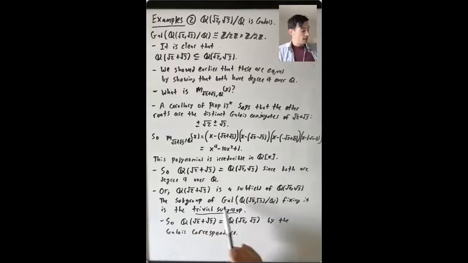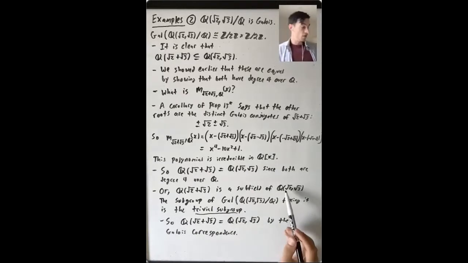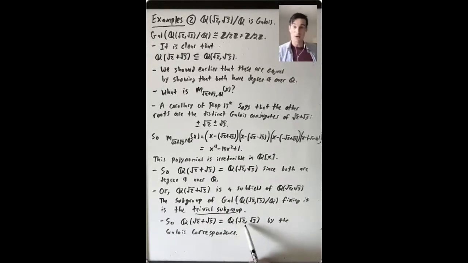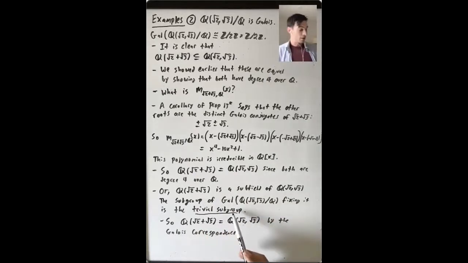So what does that mean? The subgroup of the Galois group fixing this field is the trivial subgroup. But the Galois correspondence says that there's this correspondence between subfields of Q adjoin square root of 2, square root of 3 containing Q and subgroups of the Galois group. And we already know which field corresponds to the trivial subgroup. It's the whole field, the one generated by square root of 2 and square root of 3 over Q. So here we found another field that is a subfield that corresponds to the trivial subgroup, so it must be equal to the whole field.